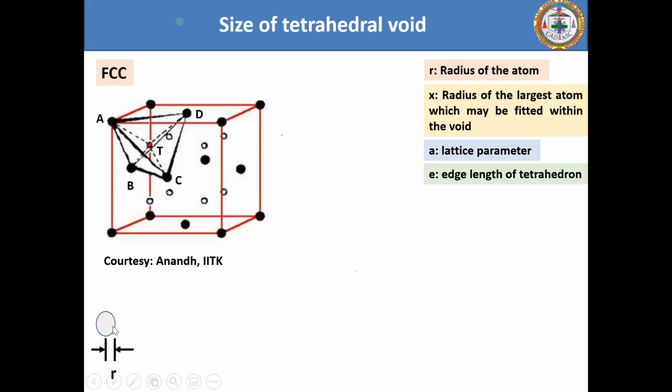You have the gray atom. Here actually there's no atom gray, but to use the same color, let's use a black color atom. यहाँ पे वो black color atom होगा. In place of the gray, it is a black color atom, with the radius equal to r, radius of the atom. X is nothing but what? Radius of the largest atom, same thing, which can be fitted within the void, because you have to visualize something. Otherwise, you can't calculate. A is nothing but lattice parameter. E is the edge length of the tetrahedron.